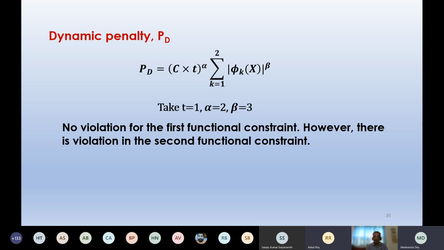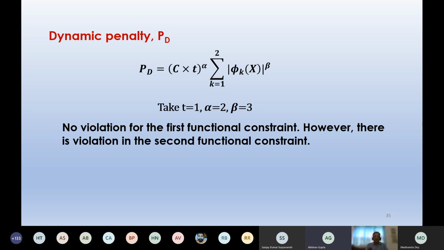Any other doubt? One after another, please. Sir, a small clarification is needed. In the static penalty, like you mentioned, we give different weightages to each individual functional constraint, which you explained with a good example. But why aren't we doing the same thing in case of dynamic penalty? We could have taken a different set of C's, and we could have given different weightage to each individual functional constraint.